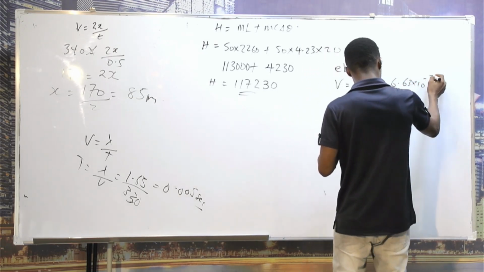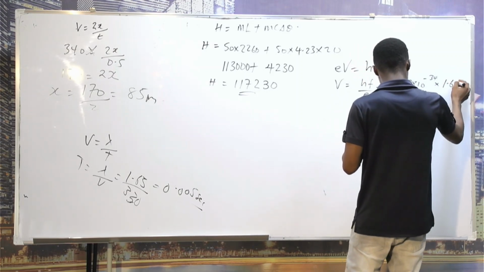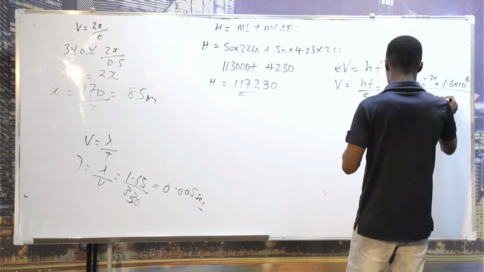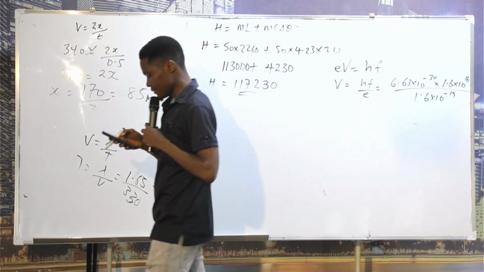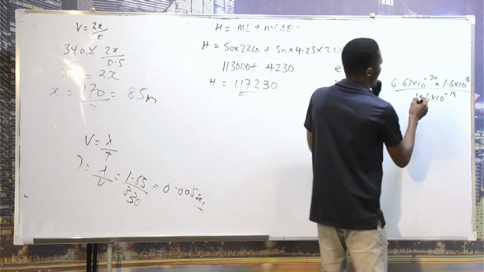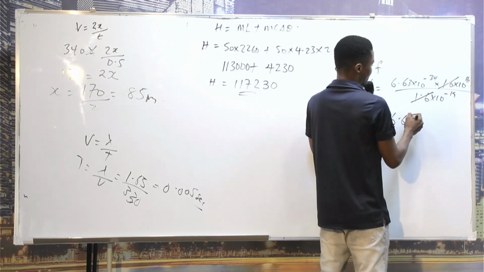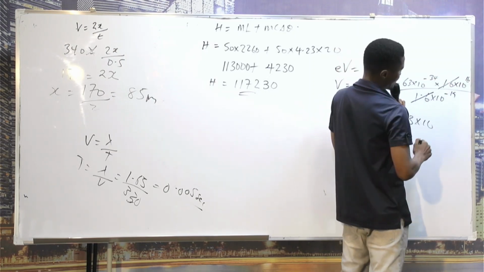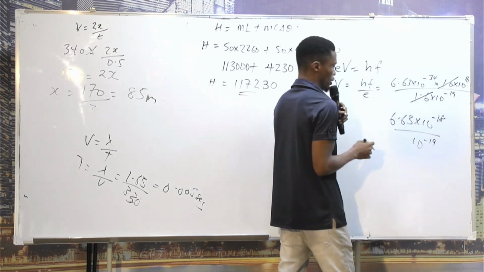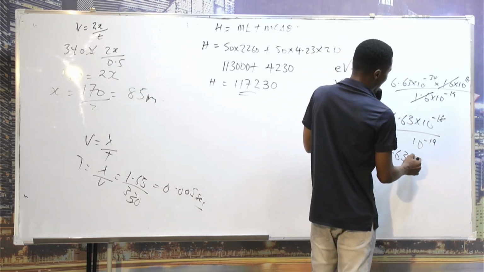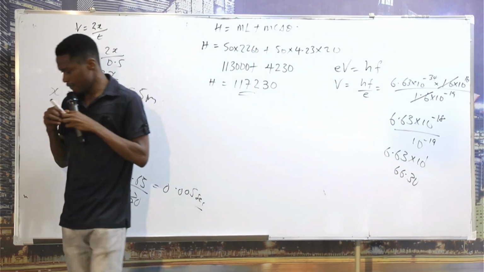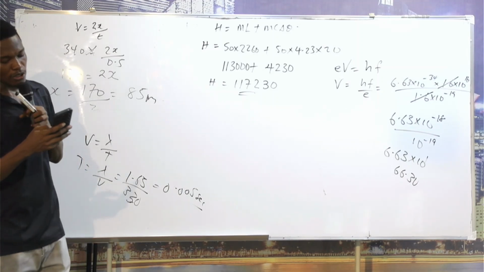6.63 times 10 power minus 34 times what is the frequency? 1.6 times 10 power 16, all over 1.6 times 10 power minus 19. What will you get finally? Okay, this 1.6, we cancel 1.6. So we have 6.63 times 10 raised to power minus 34 plus 16 minus 18, over 10 power minus 19. So 6.63 times 10 raised to power 1, which is 66.3 volts. Option C.